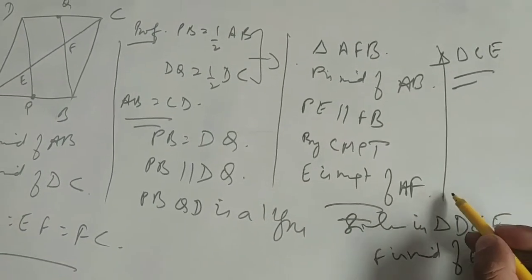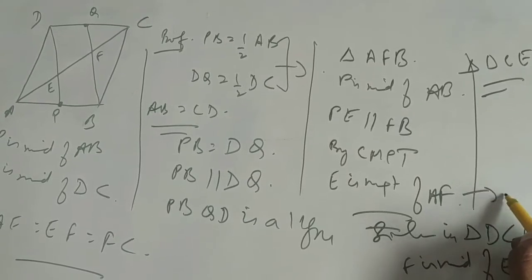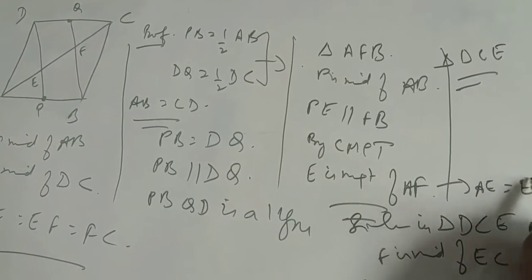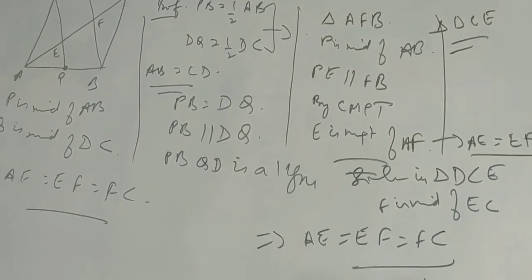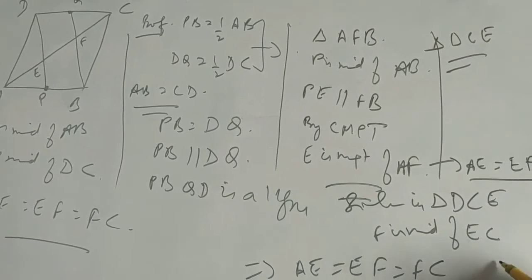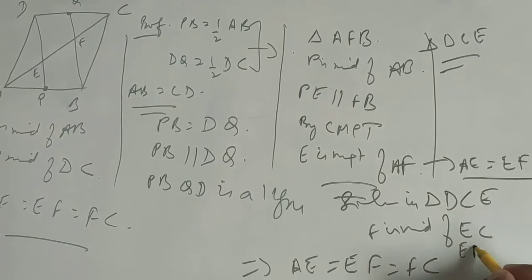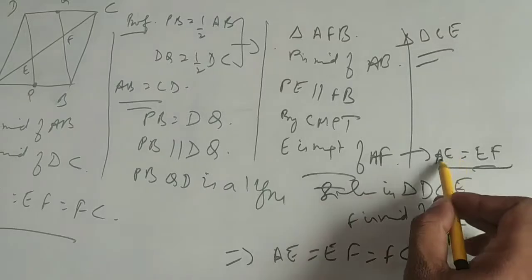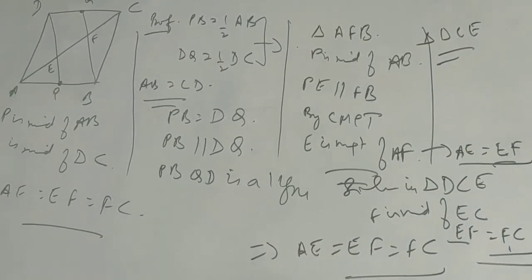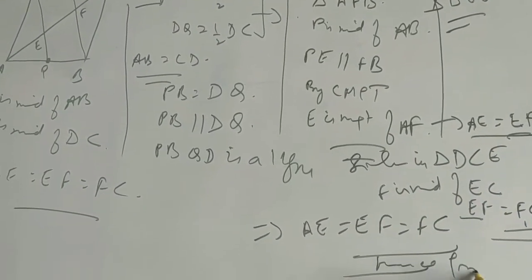How? Because E is midpoint of AF, so AE is equal to EF. E is midpoint of AF means AE equal to EF, and from this F is midpoint of EC, so we have EF equal to FC. So AE, EF and FC are equal, so hence proved.